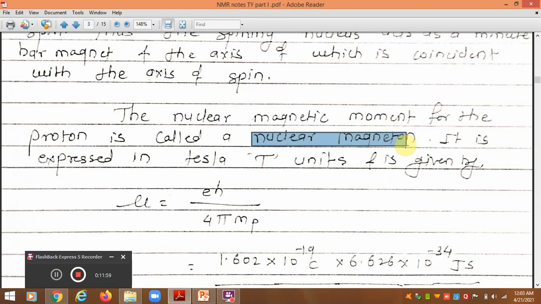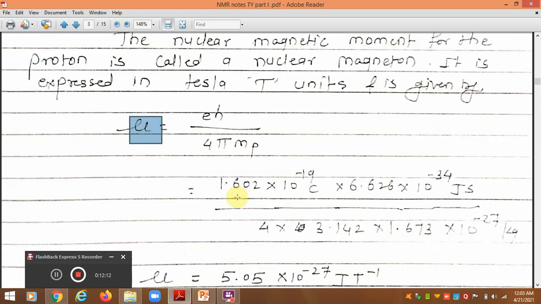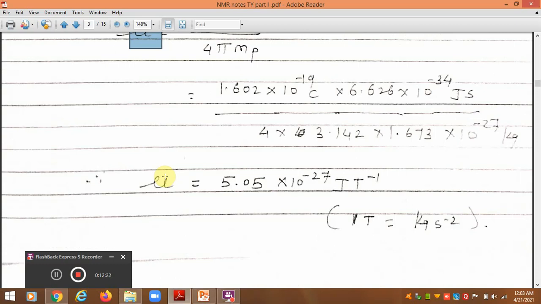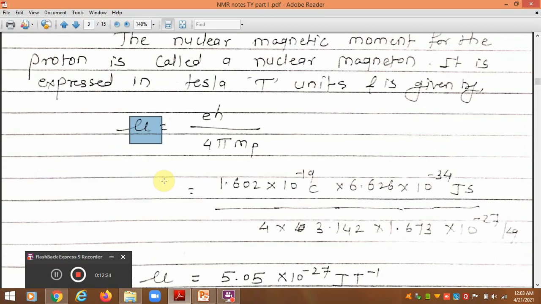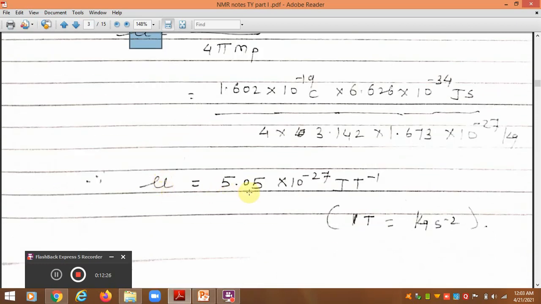It is always expressed in terms of the unit Tesla, and it is indicated by the symbol mu, given by the equation mu = eh / (4 pi Mp). Here e is the electronic charge, h is the Planck constant, and Mp is the mass of the proton. By putting in all these values, we get the nuclear magnetic moment of the proton, mu = 5.05 x 10^-27 joule per Tesla.